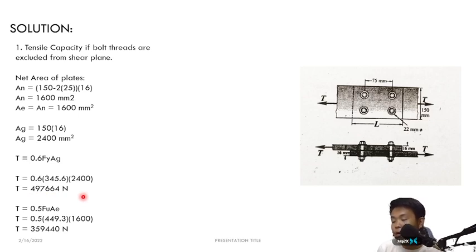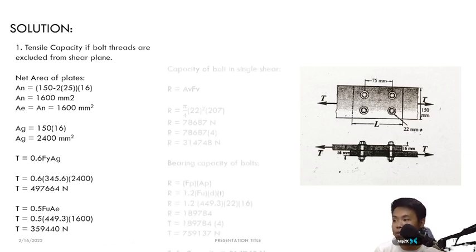So, for comparison natin, kung alin nga ba yung tension, kung alin talaga yung force na gagamitin natin. So, meron pa tayong isang formula na yung T is equals to 0.5 Fu multiply by Ae. So, equals 0.5. Direct substitution lang din. Multiply by 400. Multiply by 1,600. Meron tayong makukuhang 359,440 Newton.